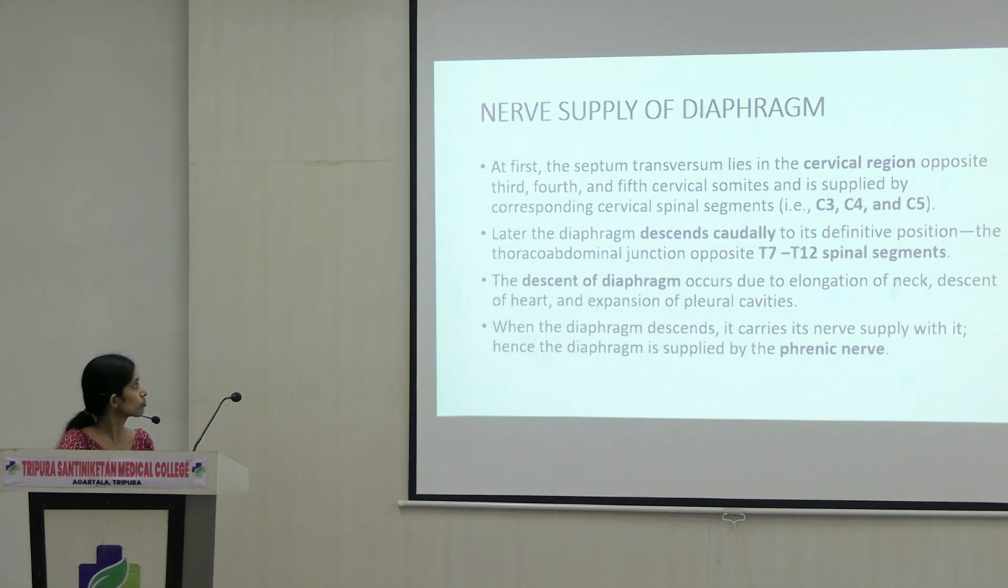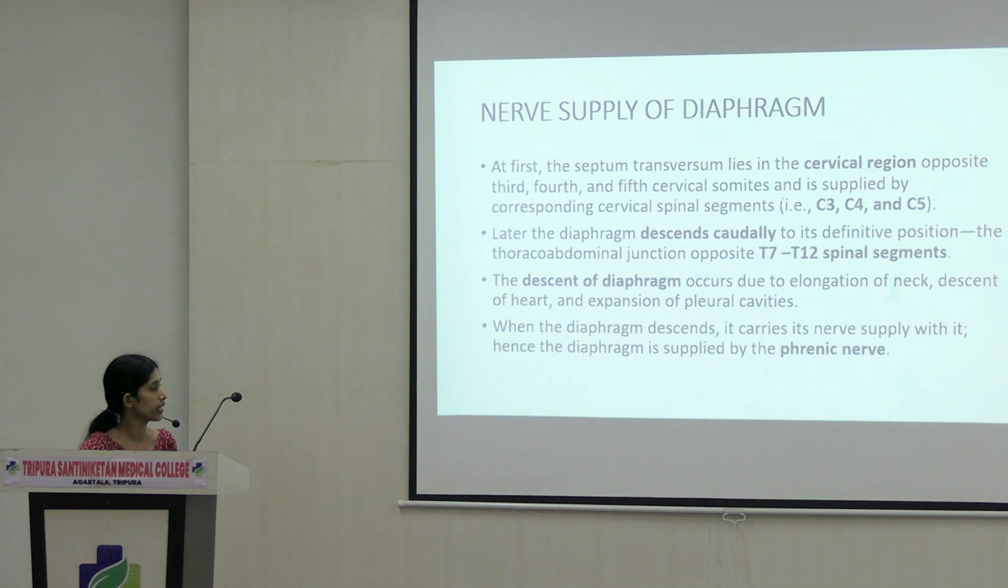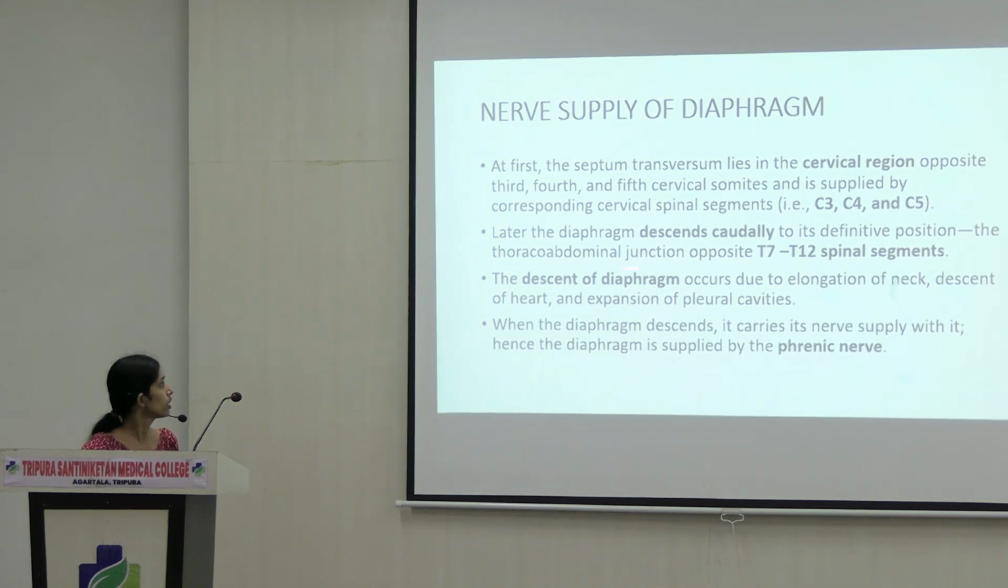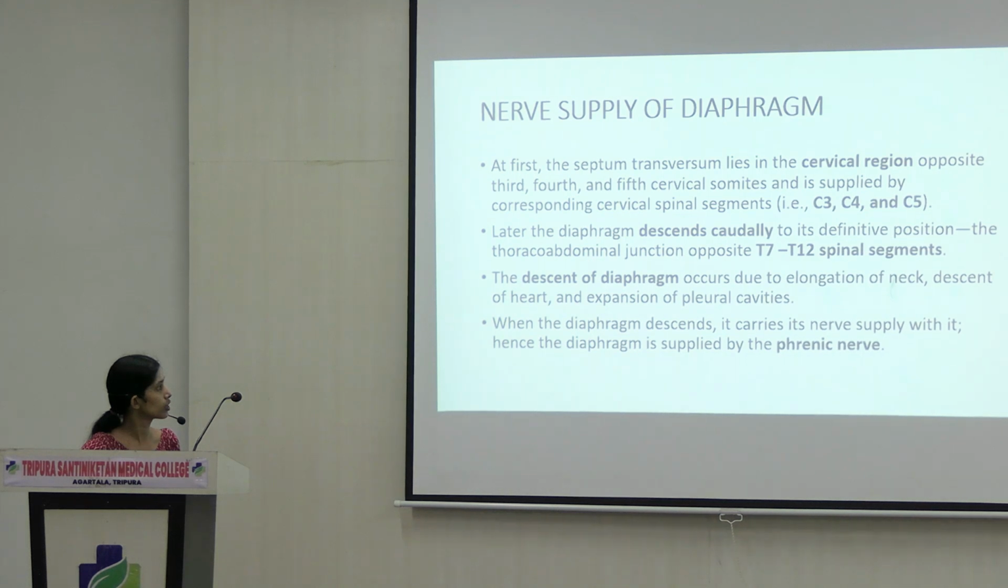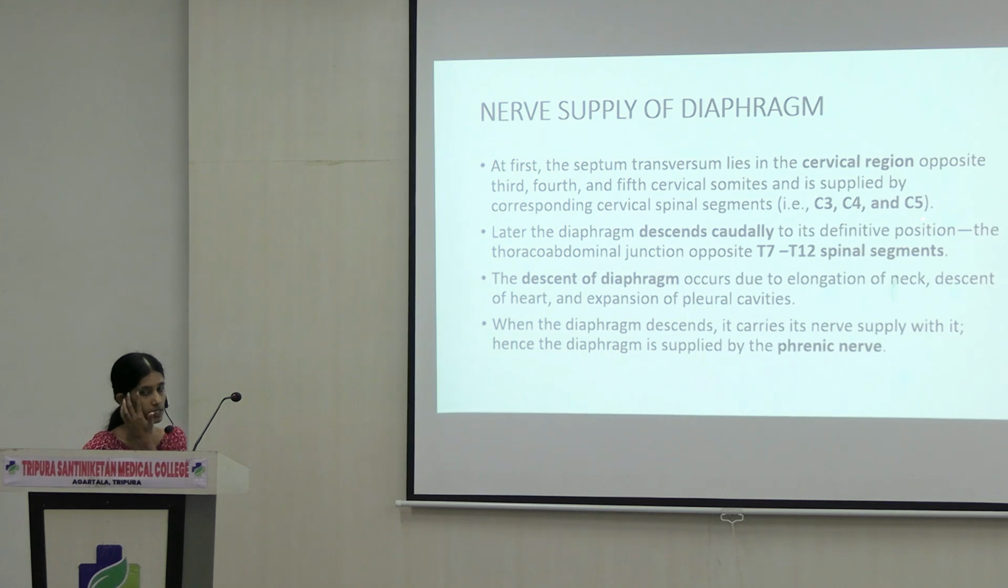Next we have nerve supply of the diaphragm. At first the septum transversum lies in the cervical region opposite to the 3rd, 4th and 5th cervical somites, and it is supplied by corresponding cervical spinal segments, that is C3, C4 and C5. Later the diaphragm descends caudally to its definitive position, that is the adult position, the thoraco-abdominal junction, which is opposite to your T7 to T12 spinal segments.